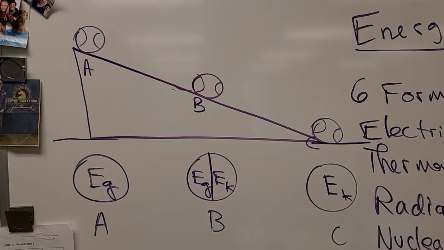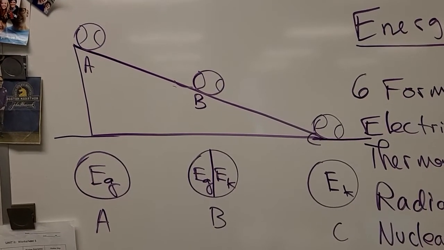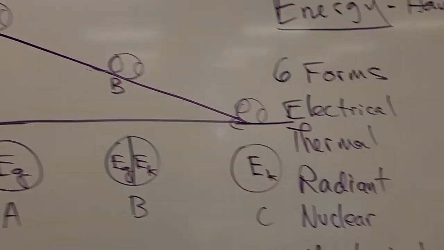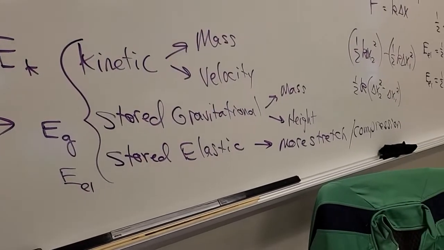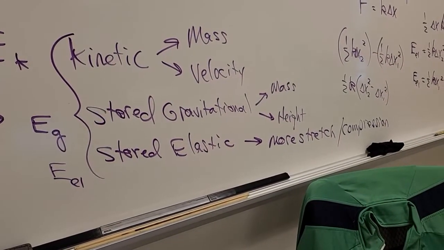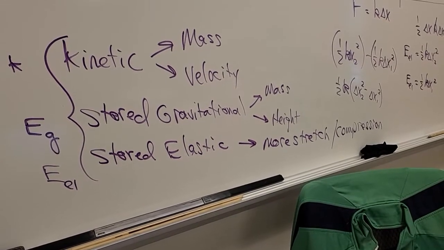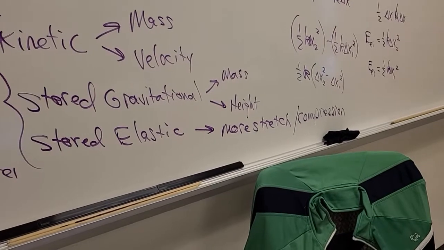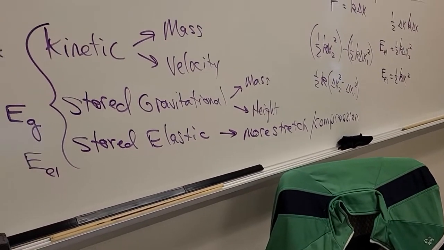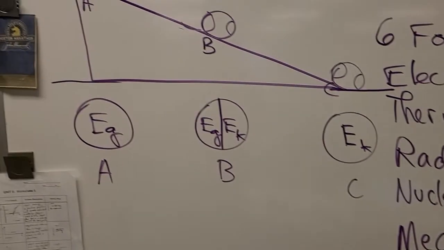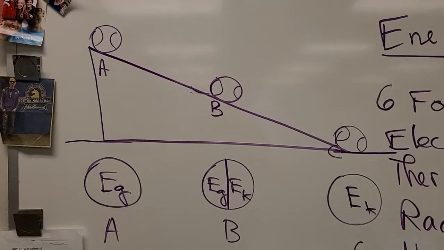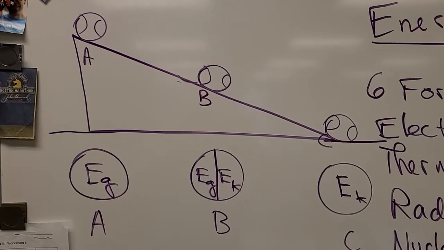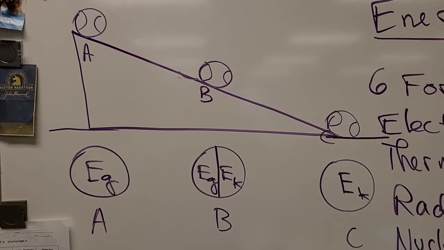Then, does it have elevation? Does it have some height? Because remember, that's what we said about gravitational, right? Gravitational has height. Kinetic has velocity. They both have mass. And then elastic just has things being stretched or compressed or twisted or something. So we said then that all of the pie is gravitational for position A.